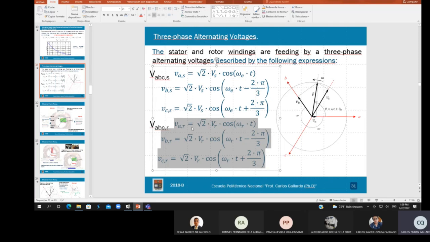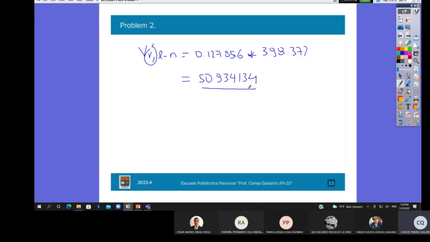If phase A is the reference, I need a phase displacement of 120 degrees for the other phases, right? So this is for the rotor. Phasor A is the reference. I will compute phasor B and phasor C. This rotor voltage is this value. So let's compute the values.